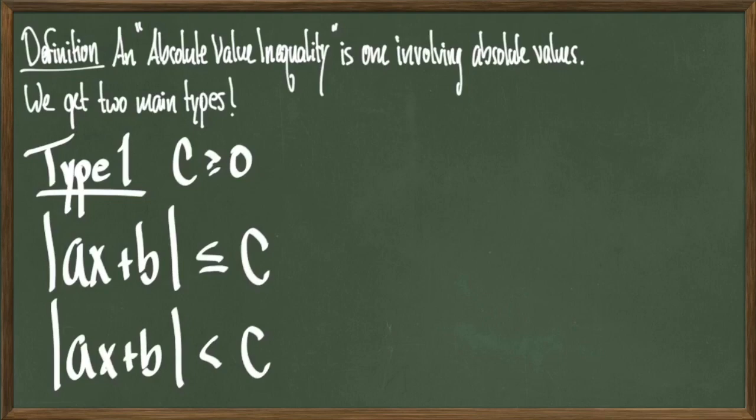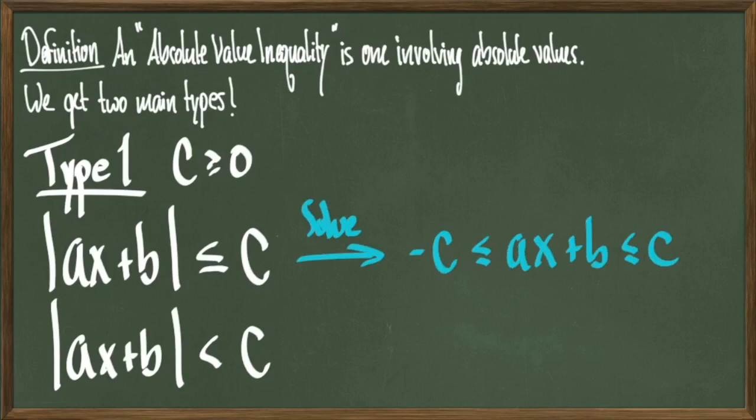The way we solve the first inequality is take ax plus b, drop the absolute value bars, and then place it in between negative c and positive c, like so. So to solve absolute value of ax plus b is less than or equal to c, we need to solve the inequality negative c less than or equal to ax plus b less than or equal to c.